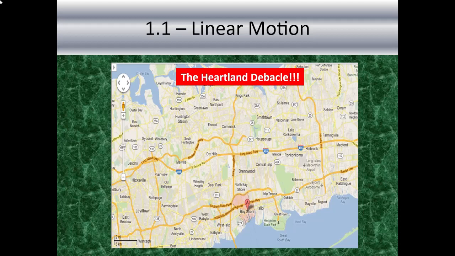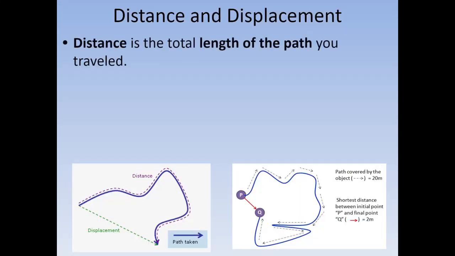There are two different ways that physicists will actually explain how an object moves. The first one is using the term distance. The distance is the total length of the path that's traveled by a person or an object. This takes into account any sort of back turns that it does, any loops, if it goes left and then goes right. It includes all that.